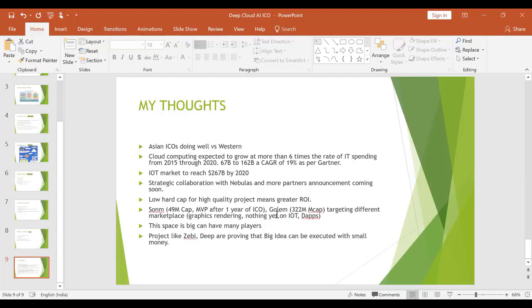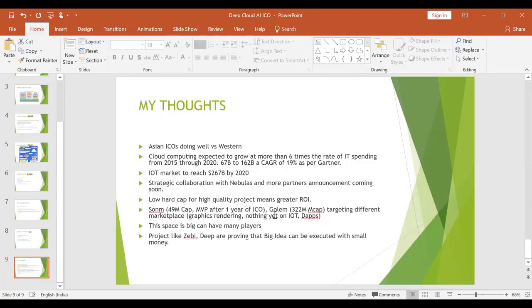Let's compare with Sonm or Golem, similar projects in this field, and their market cap. Sonm has a 49 million market cap, and they had their MVP one year after their funding. Very importantly, DeepCloud AI will have their MVP before the crowd sale. So you can see the gap. They have a 49 million market cap, and DeepCloud is at 15 million. So it certainly has a lot of juice left for the ICO investors.